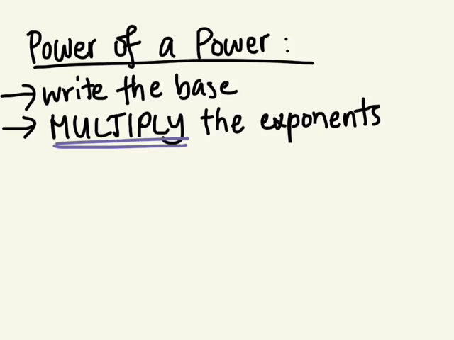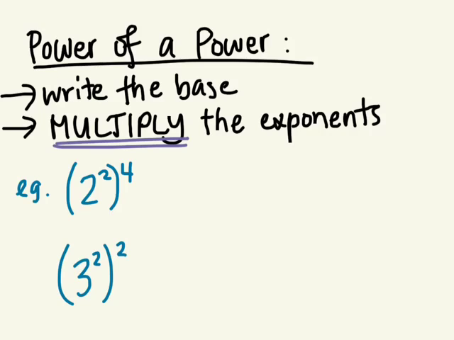So let's do another example. We'll do 2 to the power of 2 to the power of 4, and then I want you to do 3 to the power of 2 to the power of 2. So let's look at the first one. 2 to the power of 2 to the power of 4. Write the base. What's the base, Alvaro? 2. What do you do with the exponents? 2 times 4 is... Good.